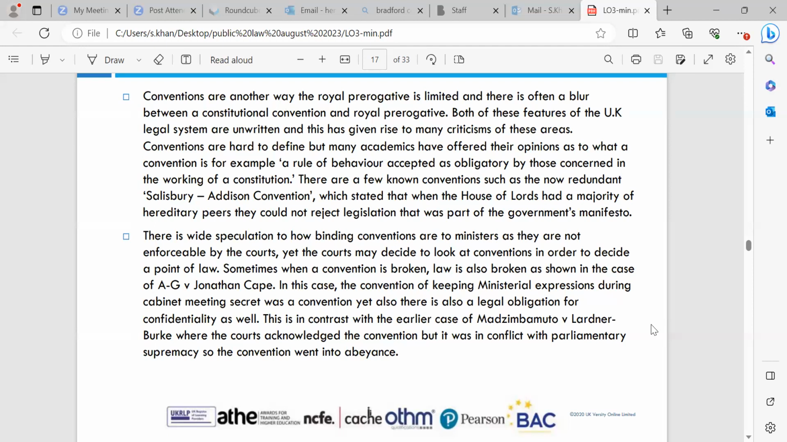Sometimes when a convention is broken, law is also broken, as shown in the case of Attorney General v Jonathan Cape. In this case, the convention of keeping ministerial expressions during cabinet meetings secret was a convention, yet there was also a legal obligation of confidentiality. This is in contrast with the earlier case of Madzimbamuto v Lardner-Burke, where the courts acknowledged the convention, but it was in conflict with parliamentary supremacy, so the convention went into abeyance.